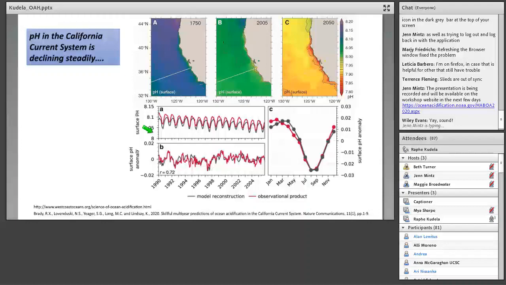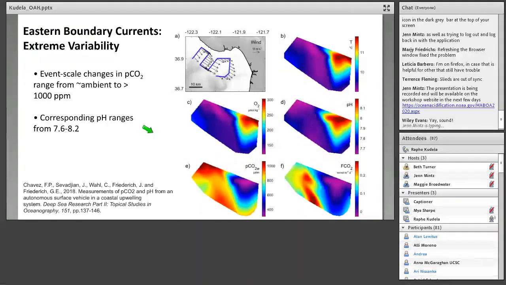As we zoom in and start to look at event scale, what we see is California current and eastern boundary current upwelling systems generally are really variable. And so here what we're looking at is a nice analysis that was published by Francisco Chavez and some others looking at PCO2 and pH.